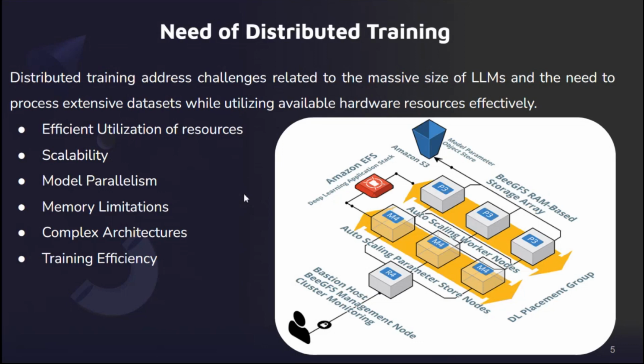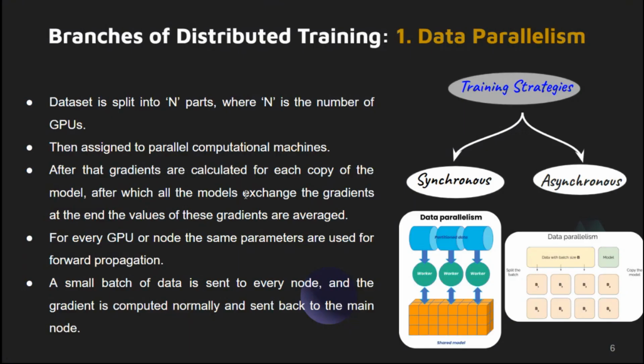Then we will talk about the tactics of how distributed training will perform. There are two major branches of distributed training: data parallelism and model parallelism. Let's start with data parallelism. Imagine you have a hefty data set and you try to break it into pieces. Each piece goes to a different GPU, and these GPUs crunch the numbers simultaneously. They chat and exchange gradients among themselves, and finally you have an average gradient for the whole gang. It's teamwork at its finest, all for one model.